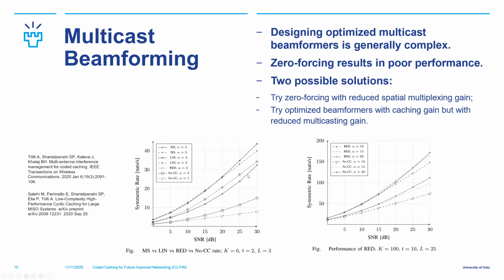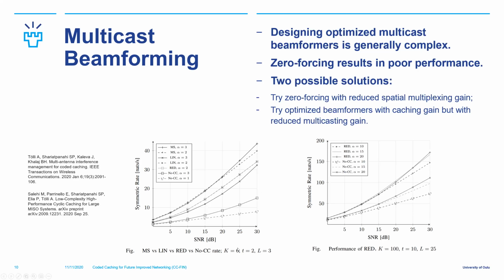And also we see that this new scheme has a reduced multicasting gain. We remove all the multicasting and rely only on unicasting, but still we get the caching gain, and this coded caching gain, in fact. And you see that we get a good gain compared to the no cache scenario, but we lose some performance compared with the original multi-antenna scheme that is very complex to implement.